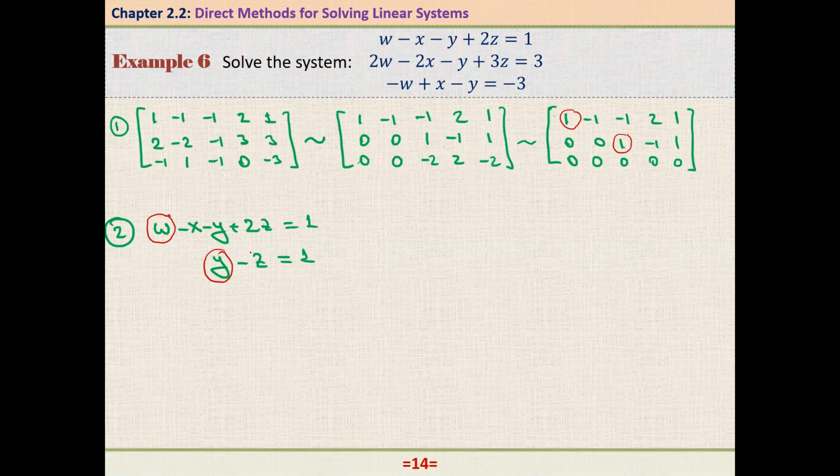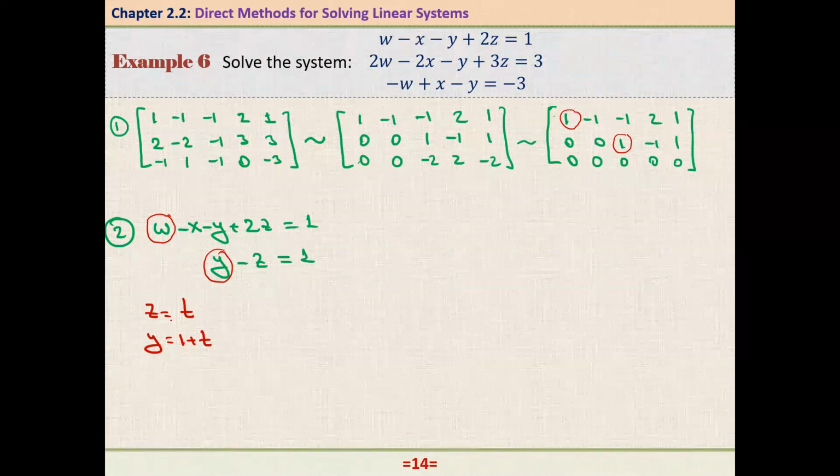Free variables. So if I introduce, let's say, Z as t. Okay, what do we have here then? Taking t to the side, Y will be equal to 1 plus t. And also here, W and Y are leading variables and the others are free variables. Here we have Z, a free variable, and X is also a free variable. And let's say X is s.